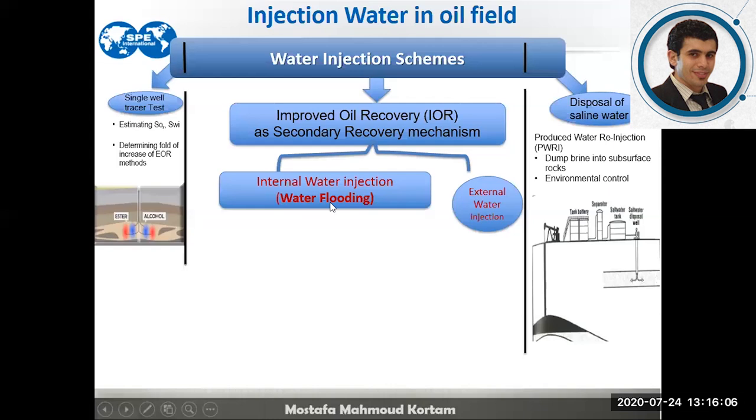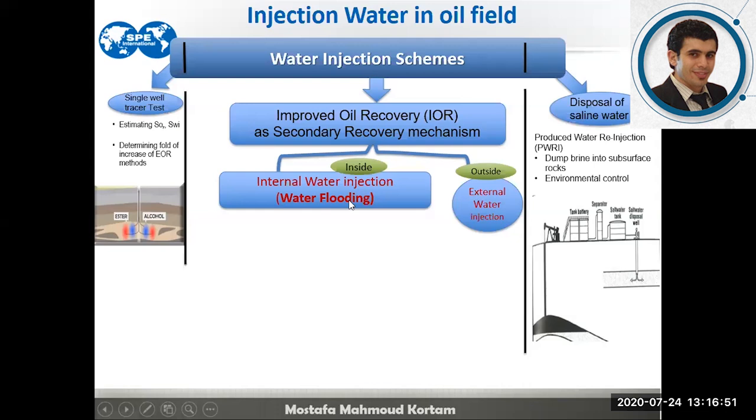So now the water flooding is the same as water injection, but water flooding is internal, meaning inside the oil reservoir or closer to the oil bank. So simply inside the reservoir bank, we nominate it as water flooding, while in external water injection we are injecting the water outside the border of the oil bank. So again, water flooding is water injection, but in a specific form of the injection of water.